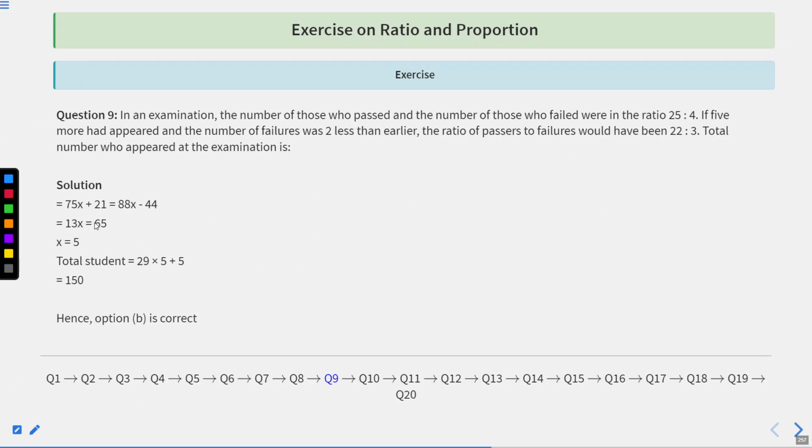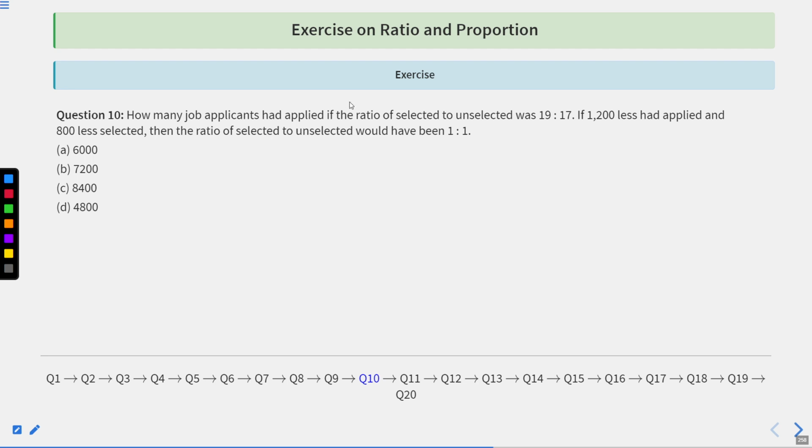So when you do the cross multiplication, you will have 75x plus 21 equal to 88x minus 44. When simplified, you will get x equal to 5. So the total number of students was 29 into 5 plus 5, that is 150. So the correct answer is B.